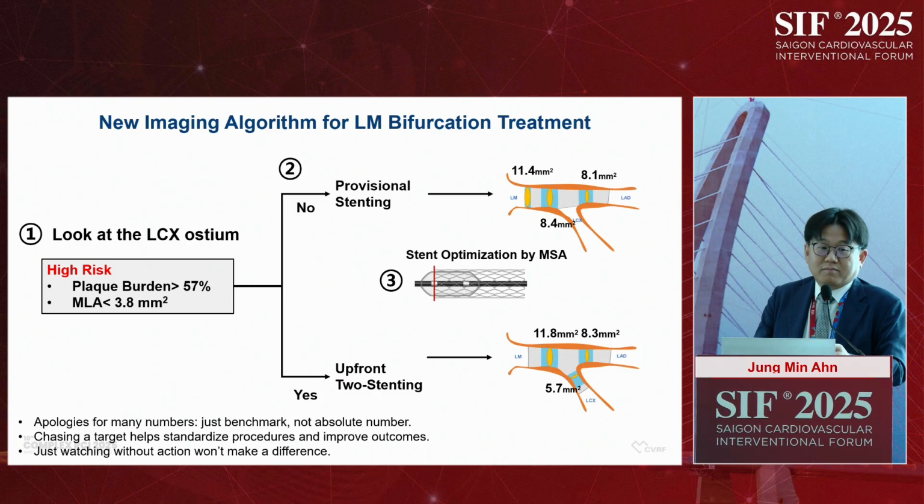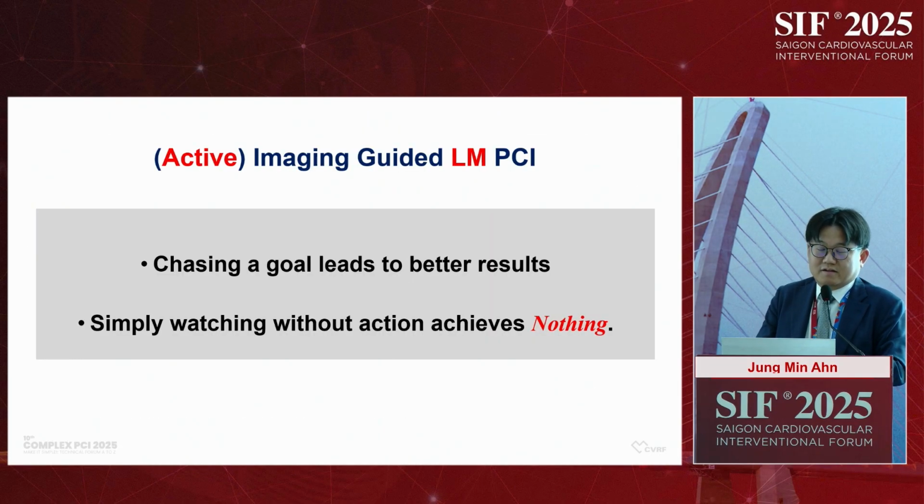And whatever you choose, whatever you do, final optimization according to these numbers is very important to guarantee the long-term outcomes. Apologies for the many numbers, they are just the benchmark, not absolute numbers. But this is what I really want to say: please be an active imaging guided left main PCI interventionist. Chasing a goal leads to a better result. Simply watching without action achieves nothing, I think.